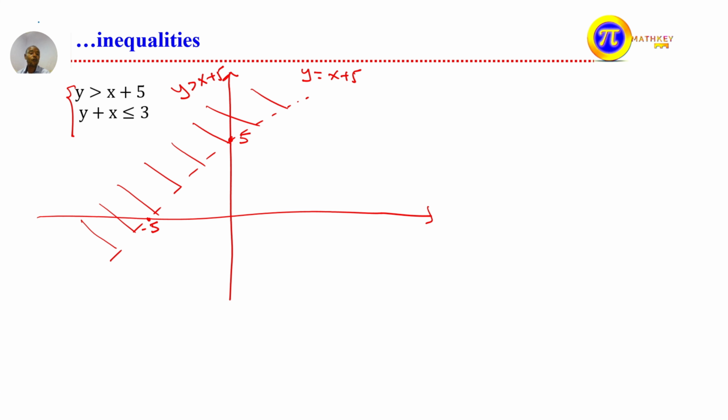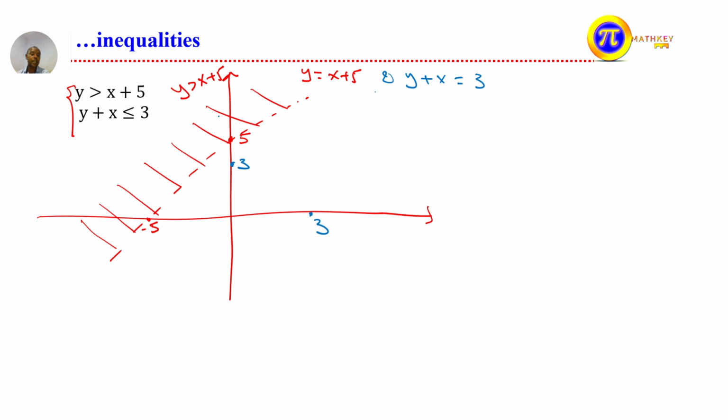Similarly, for the case of y plus x less than or equals 3, as we did, we make this y plus x equals 3. When we take x as 0, the value of y is what? That is 3. Similarly, when y is 0, the value of x is what? That is 3, yes?